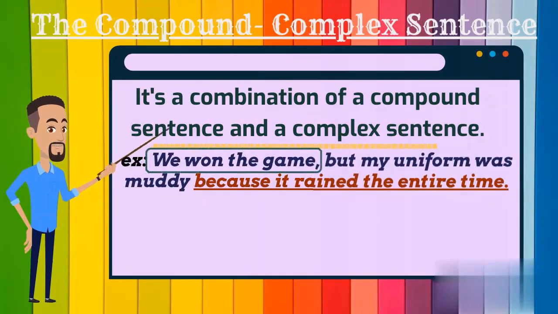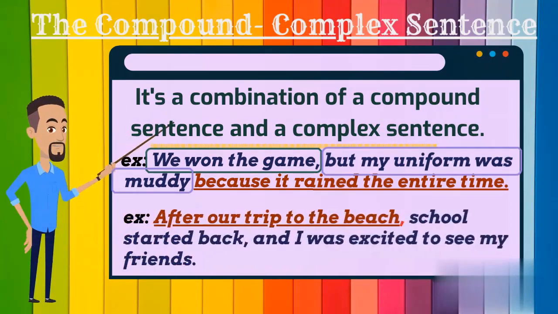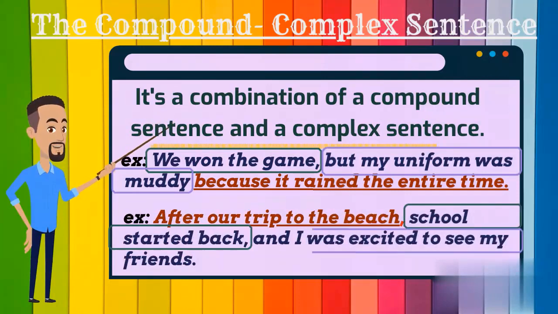The first example: we won the game, the first independent clause. But my uniform was muddy, the second. Because it rained the entire time, this is the dependent clause. The same applies to the second example. After our trip to the beach, school started back and I was excited to see my friend. This type of sentences is usually used to elevate a writer's credibility, especially in academic writing.